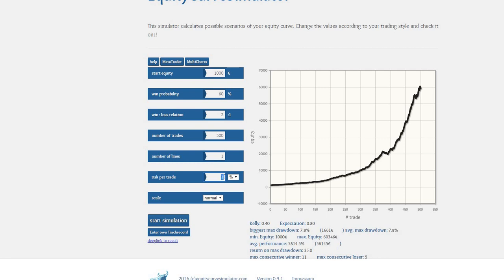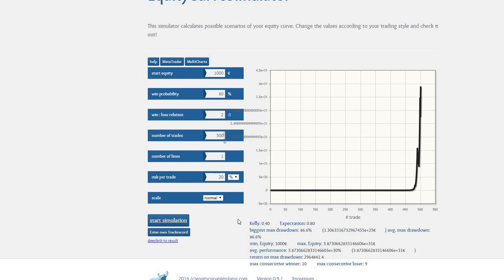Now, what would happen if we were to put in a number like 20%? Now we're risking 20% per trade, okay? That's how much we're risking per trade, not how much we're gaining, okay? So on average, we're risking 20% of our account per trade. Now let's start the simulation there. And you can see, even though the graph is still going up, look at our max drawdown. Okay, so this is the most we lost in one given losing streak.